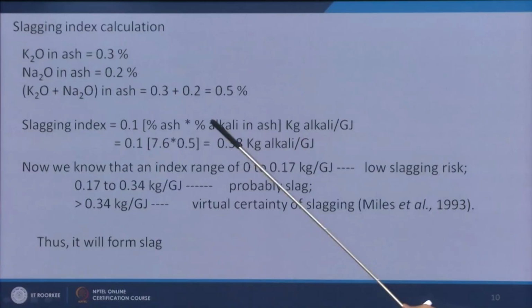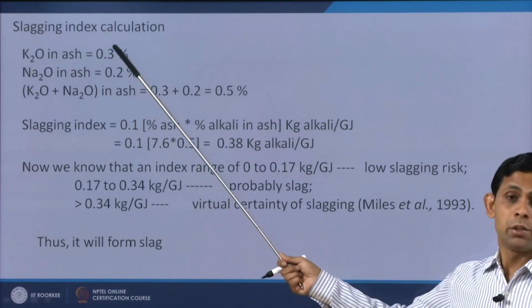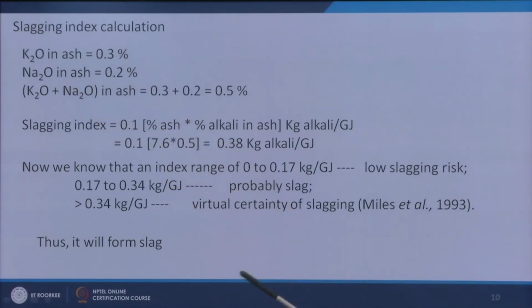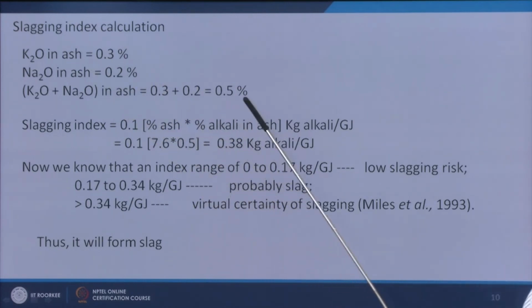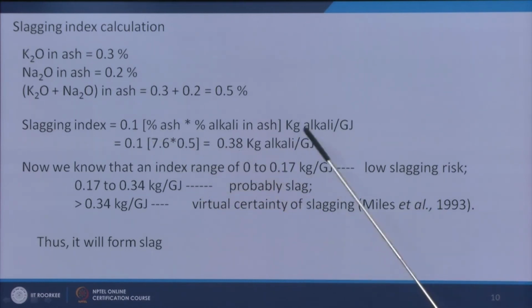7.6 into percentage alkali. As per the statement, K2O is 0.3% and Na2O in ash is equal to 0.2%. So total alkali in ash is 0.3 plus 0.2, that is equal to 0.5%. So this is 0.5 into 7.6 into 0.1, that is equal to 0.38 kg alkali per gigajoule.